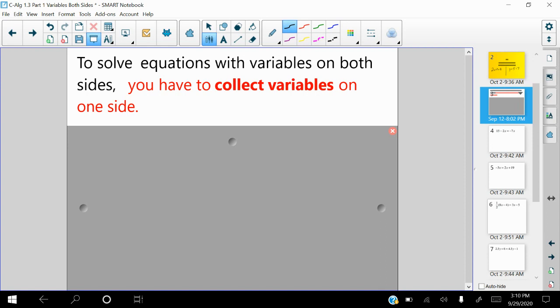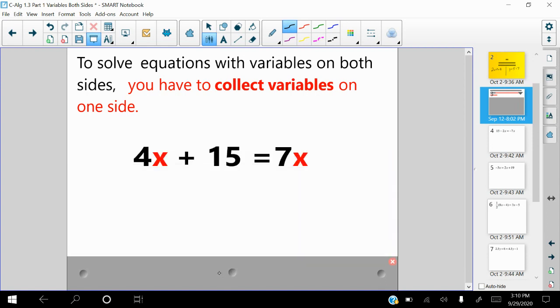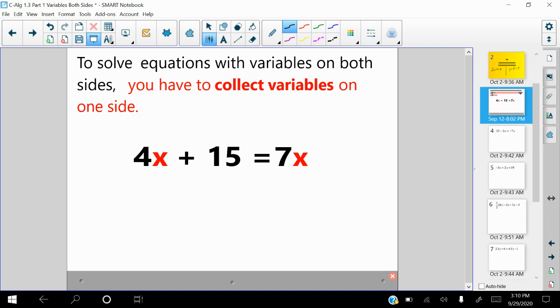So let's put that into an actual example. We have 4x plus 15 is equal to 7x. Notice I have a variable on the left-hand side and a term with a variable on the right-hand side. Normally, or previously I should say, we've seen terms that have a variable on either the left or the right, never on both. So our job is to get to a position that will allow us to move that variable, or the term with the variable, to one side of the equal sign.